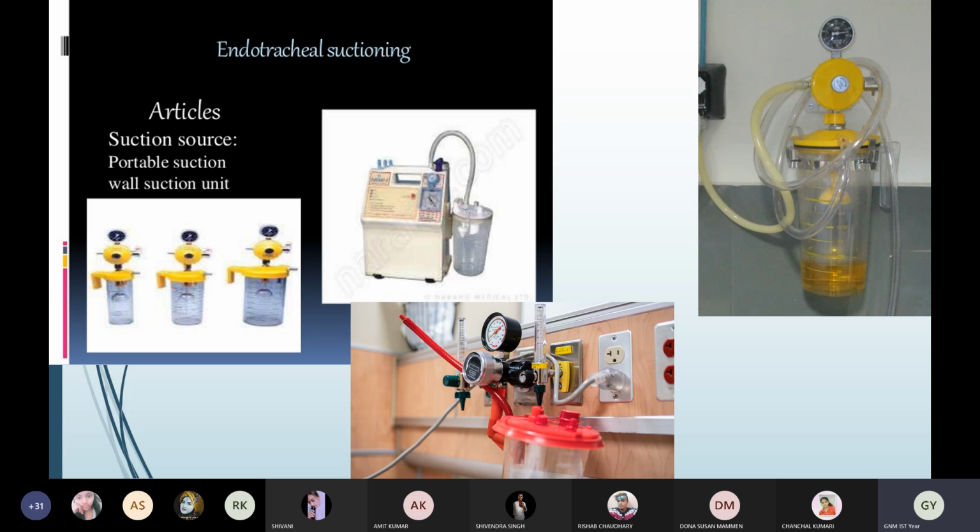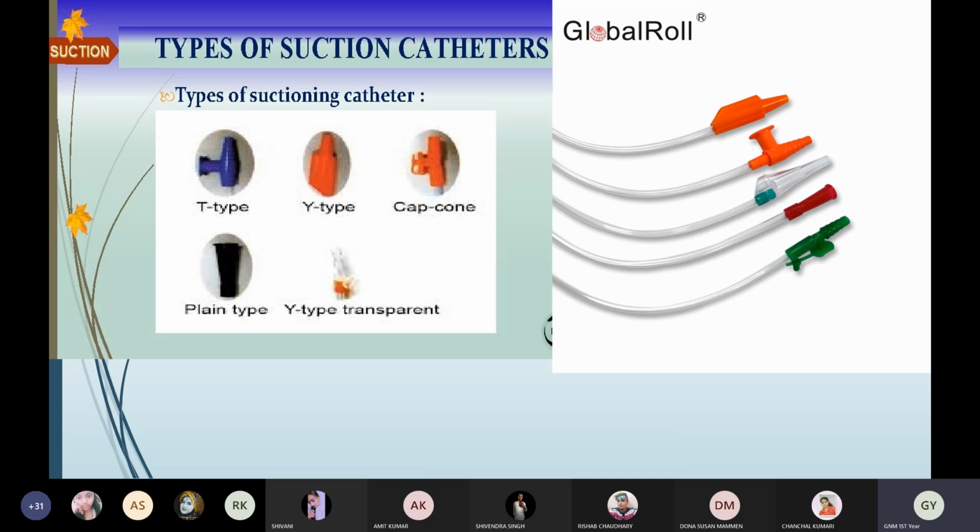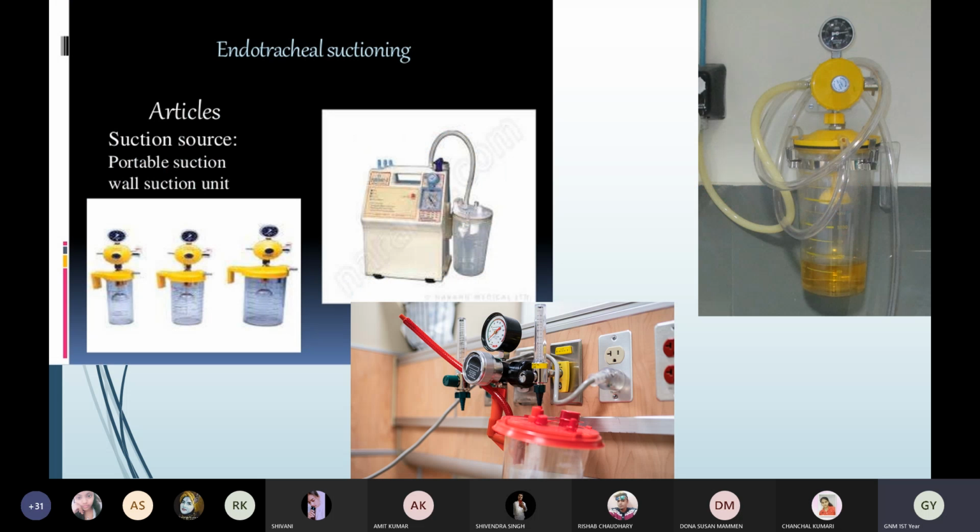This is yellow in color and is attached to the wall of the hospital. There will be many sockets here, one for oxygen and one for suction. There is a different port for oxygen and a different one for suction. This is a suction chamber. There is a regulator and an on and off button. There are two connectors, one connector with the wall and the other connector with the suction catheter.